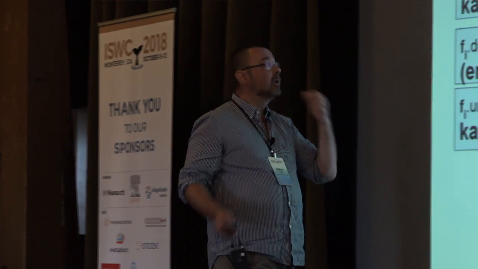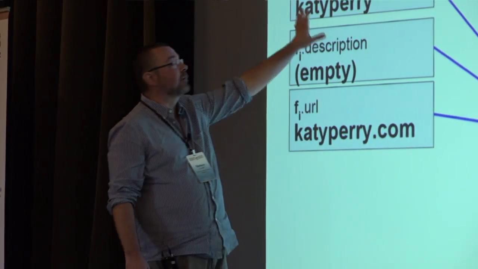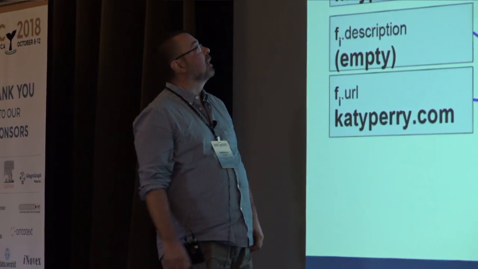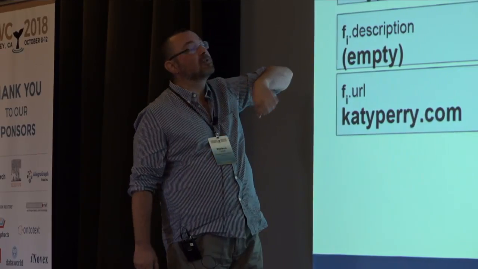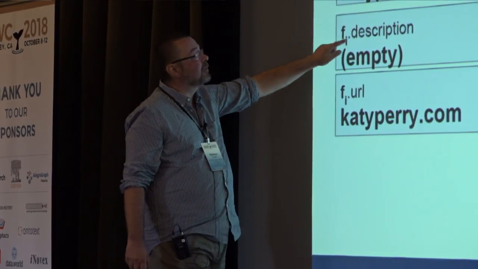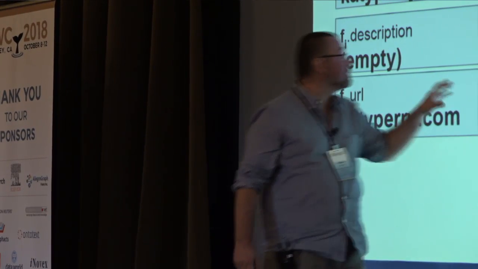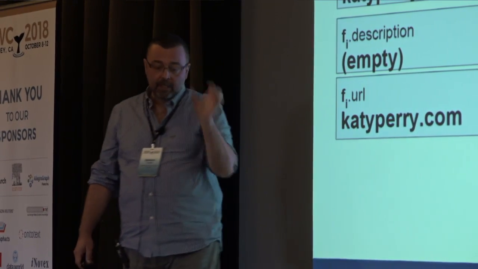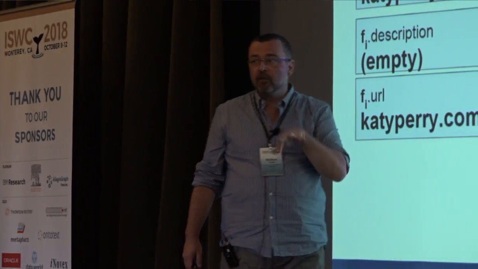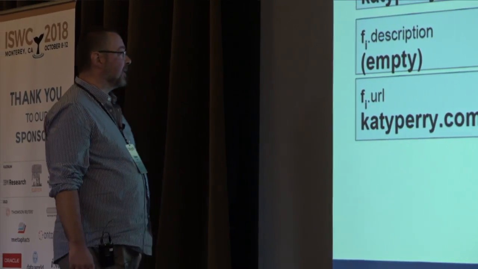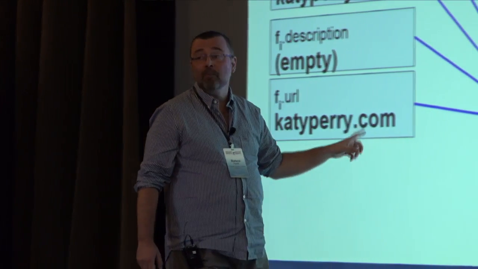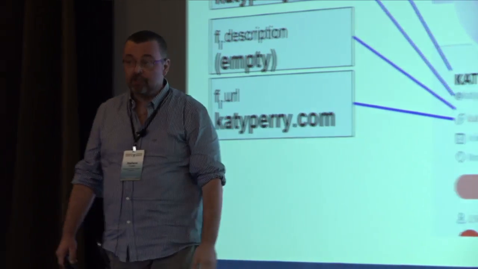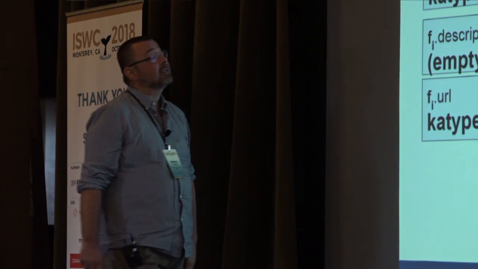Then, if we look at the Katy Perry profile, it has different components. There is the name of the profile, there is the screen name of the profile, and there is a description, which in this case is empty. The description is a piece of text where users usually write a few words describing themselves. And then we may have a URL to a home page. So this is the information on the profile.